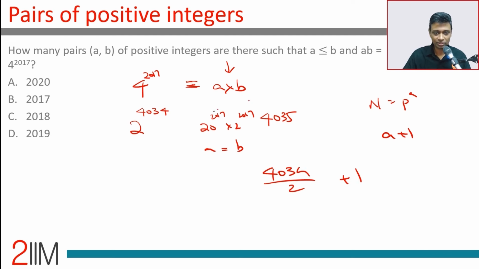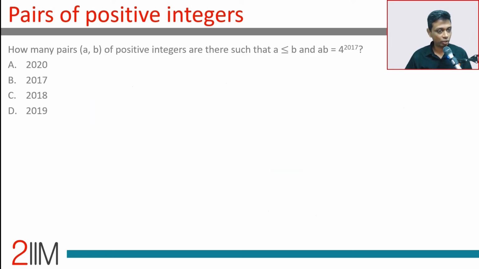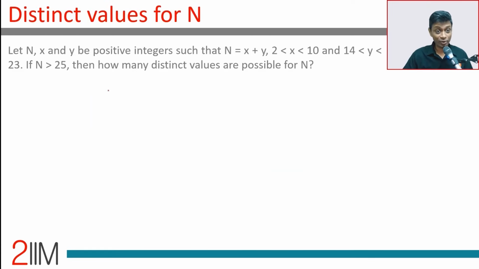So a less than or equal to b, number of ways of doing this: 4034 by 2 plus 1. Remove this 2 power 2017 factor, keep it aside. Remaining divide by 2, or 2017 plus 1, 2018. You know the formula for number of ways of writing it as a product of two numbers, which is writing down the answer. Nothing more here. Particularly recent this question, I got this wrong.